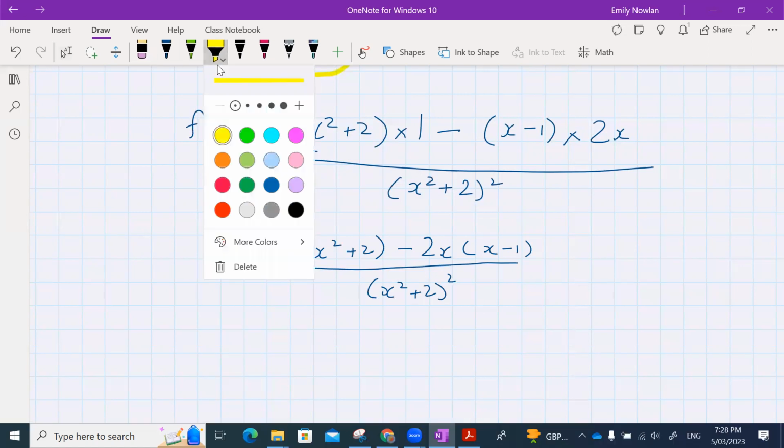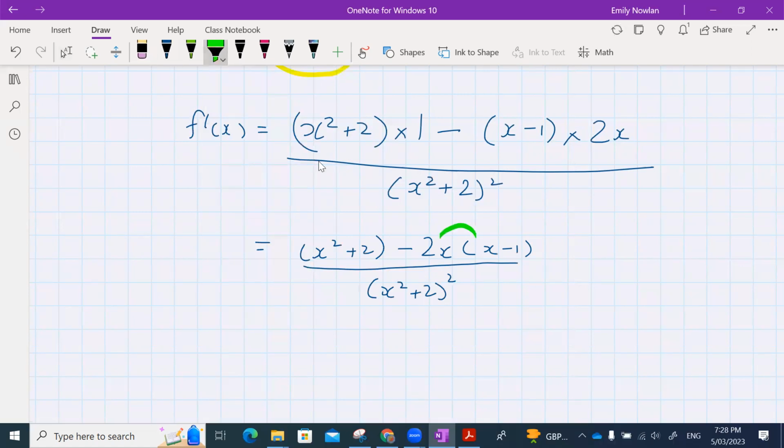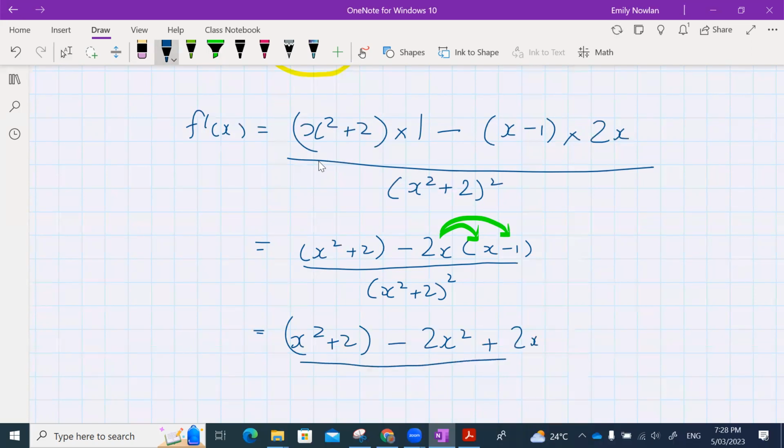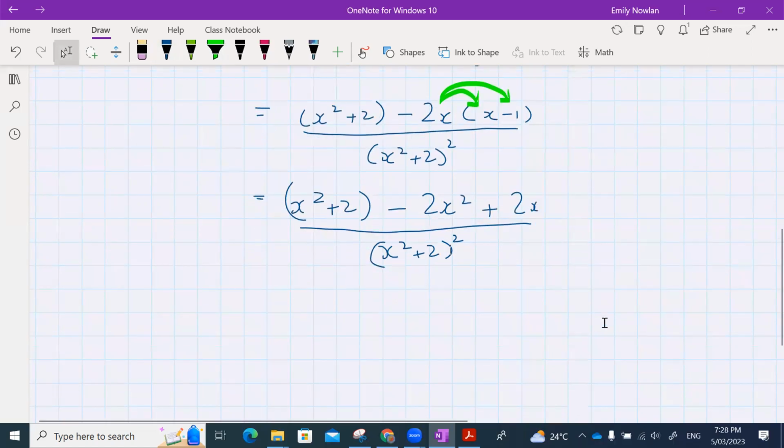Now, just a reminder to everyone that when you expand brackets, both things get multiplied. So let's expand out the top: x squared plus 2, then minus 2x squared plus 2x, all over the denominator squared. Now we just tidy things up a little bit.